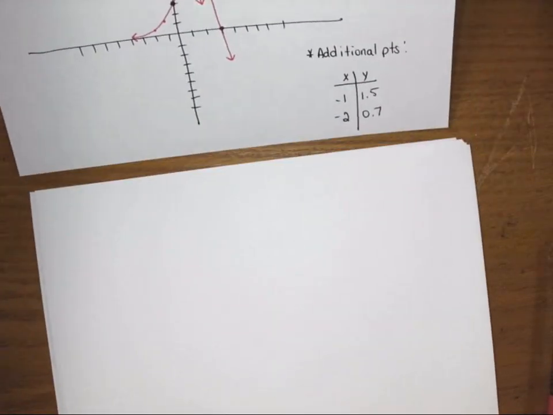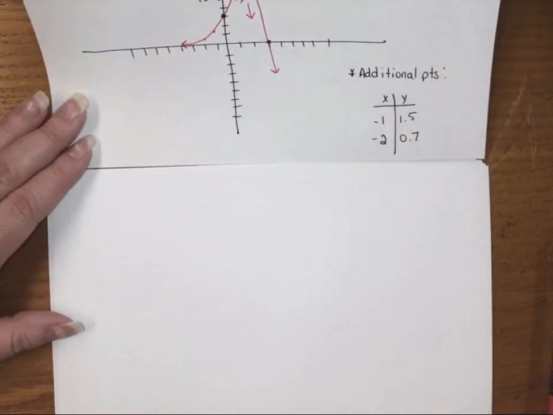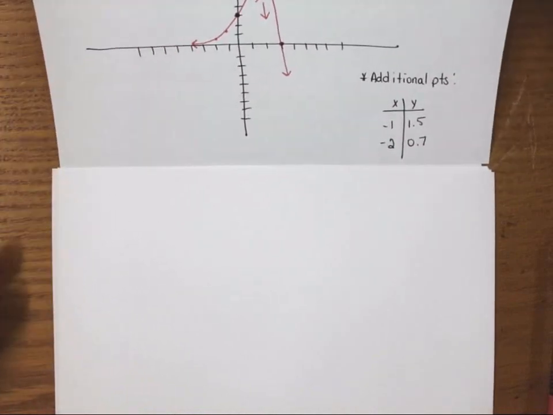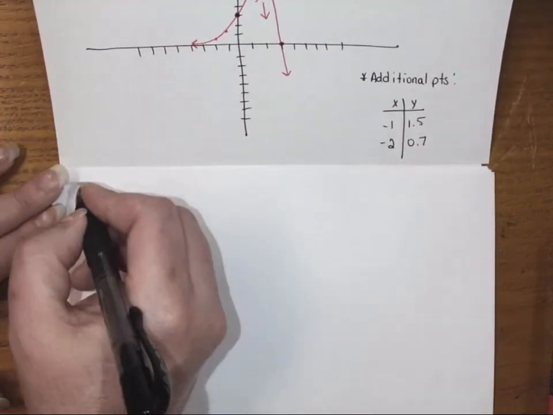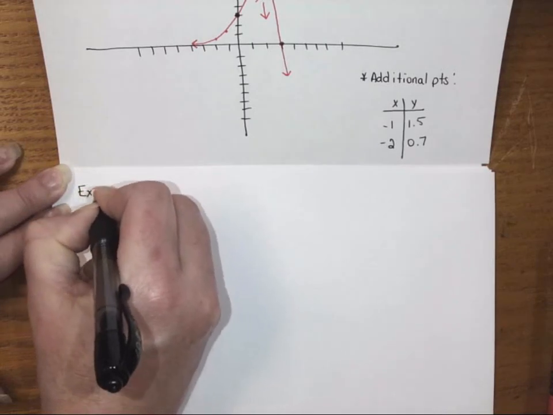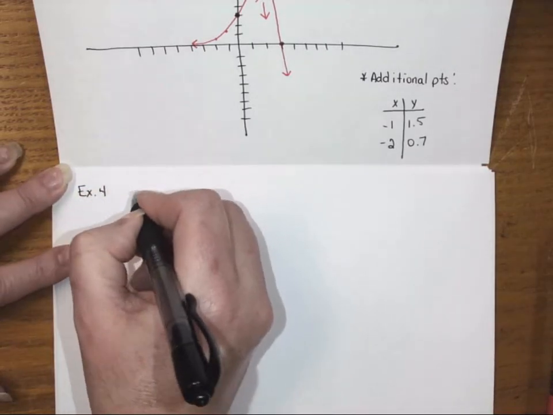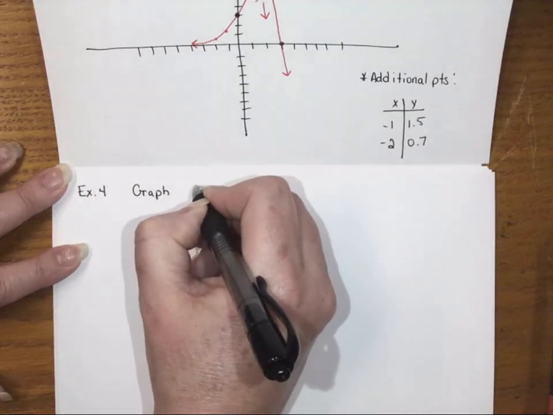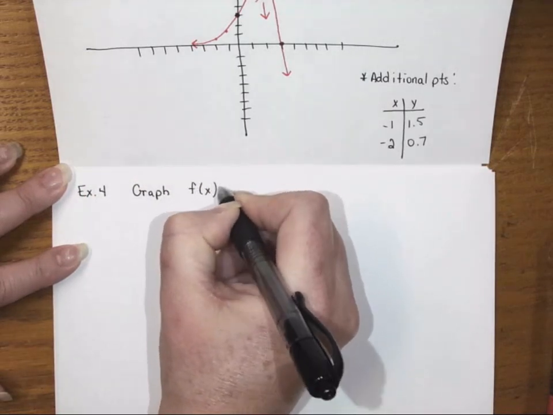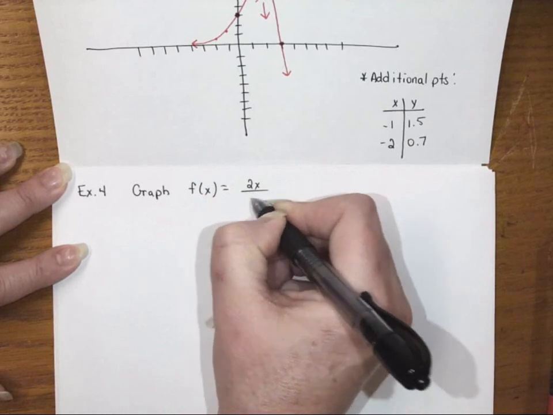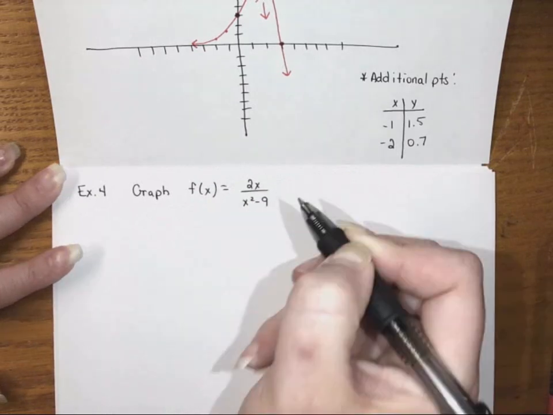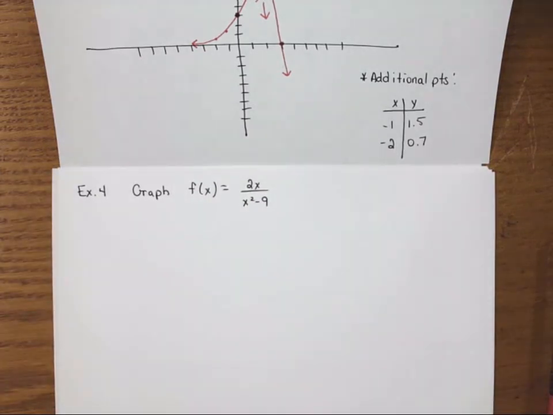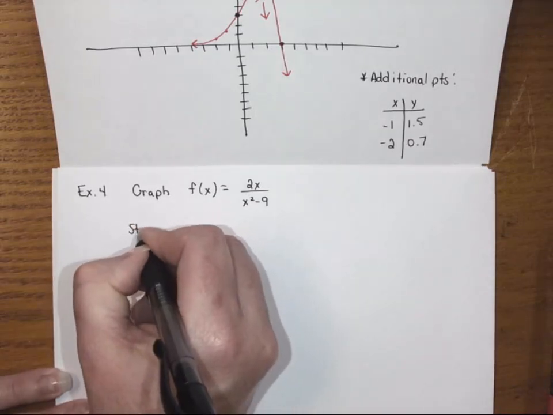Clearly, these are lengthier type problems, so just keep in mind when you're doing your homework that you need to leave yourself enough time to complete these. So let's say that I wanted you to graph the following. f of x equals 2x over x squared minus 9. Okay, so let's run through our steps.